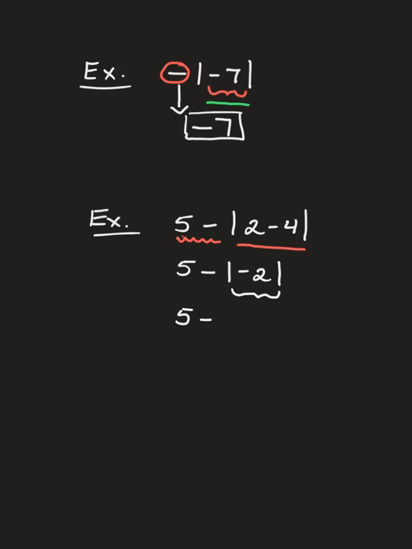-2 is 2 units away from 0. Notice again how I didn't say minus a negative becomes plus a positive. With absolute value bars, it's a stronger barrier than parentheses. You have to break down that wall first before you can take care of anything outside. And now I can just simply subtract, and 5 minus 2 is 3.